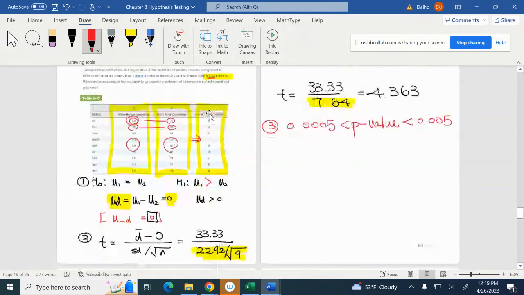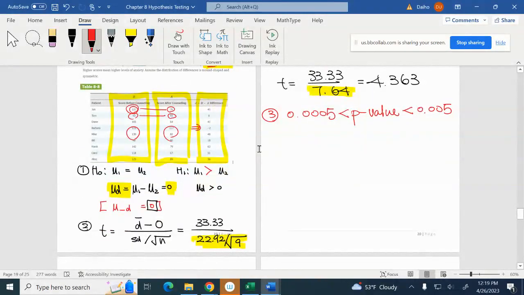Alpha, we didn't have the alpha. Let me give you the alpha. To make the conclusion at alpha 5%, 0.05. Is the p-value less than alpha or bigger than alpha? Much less than alpha, 5%.